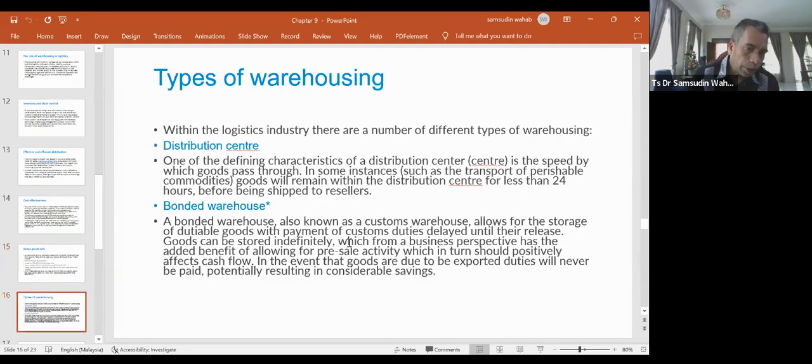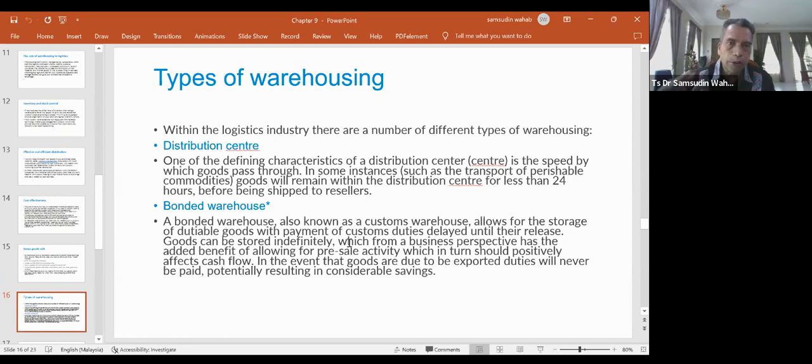Now we move to the next subtopic for this warehouse: types of warehousing. One is the distribution center. One of the defining characteristics of the distribution center is the speed with which goods pass through. It can also be a bonded warehouse. A bonded warehouse, also known as a customs warehouse, allows for storage of dutiable goods without payment of customs.